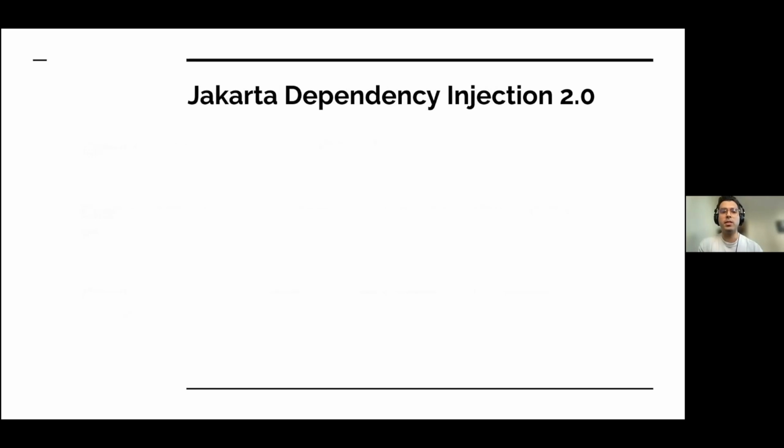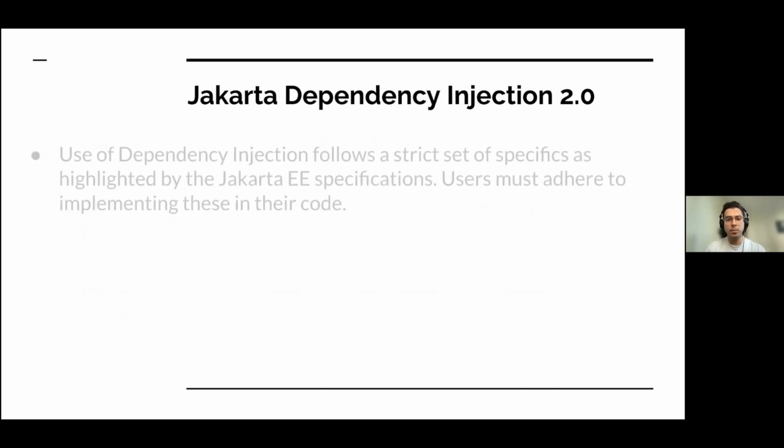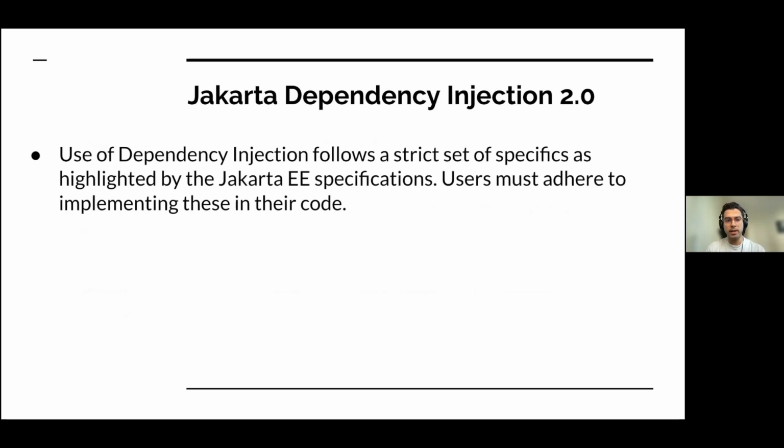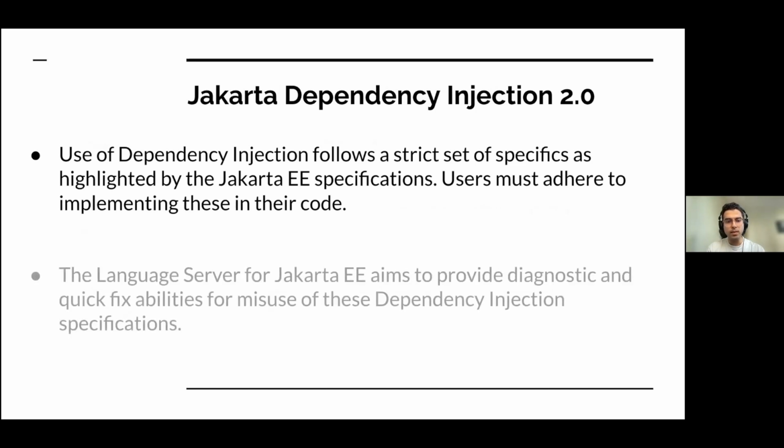Okay, so this is the dependency injection 2.0 part. To give you a little background on the topic, the use of dependency injection follows a strict set of specifics as highlighted by the Jakarta EE specifications. Developers must adhere to implementing these in their code. The language server for Jakarta EE aims to provide diagnostic and quick fix abilities to basically fix the dependency injection specifications.